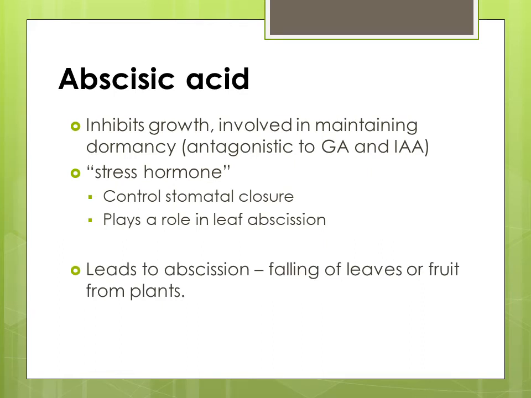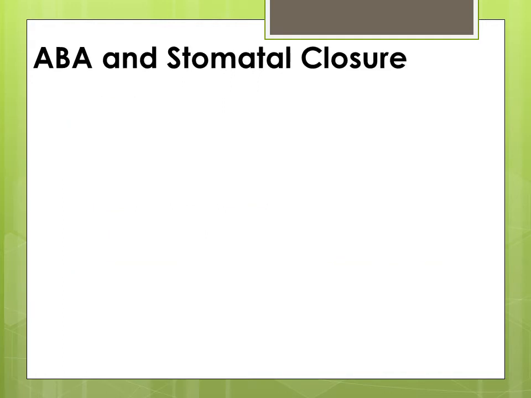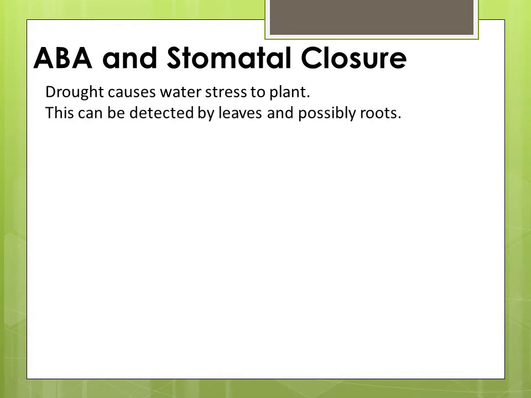Overall, it is very important in the role of abscission, which is the dropping of leaves and fruit from the plant, and that happens, of course, every autumn, and abscisic acid plays a very important role in that. So abscisic acid is very important in controlling stomatal closure. Drought will put the plant under stress. It will cause the plant to wilt, and that's also detected by leaves and possibly by the roots, and its response to that is to release abscisic acid.